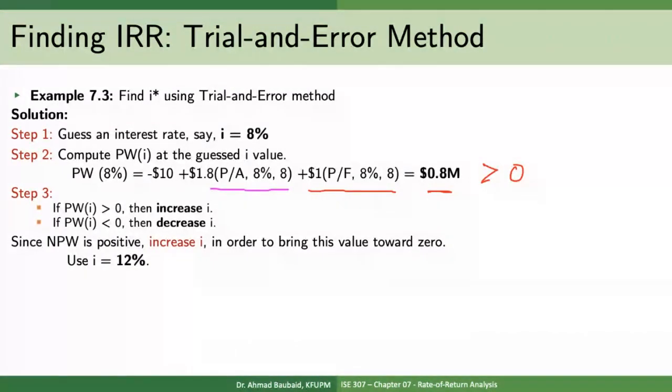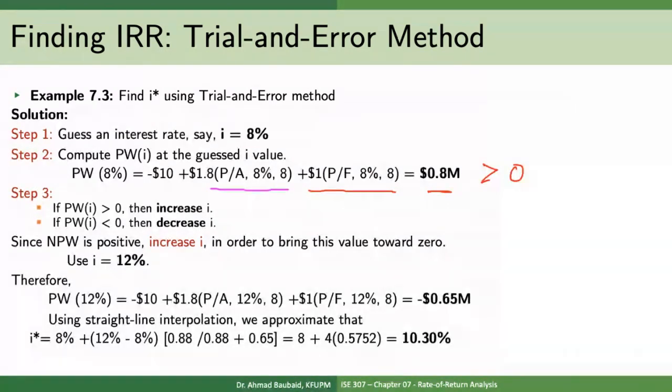And so I can try 12%. Now at the moment, of course, I can't interpolate quite yet because I haven't bracketed the solution yet. But let's see what I find by using 12%. I plug in the present worth formula, and I find that it is negative. Okay, so now I have a nice bracket. The solution is somewhere in between, and I need to find it.